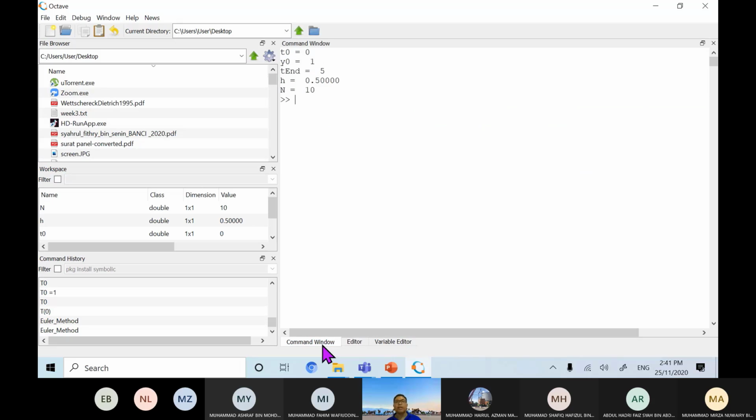And you may see that your T0 memang ada, Y0 is given, Tn is 5, N memang 10 lah. Sebab 5 tolak 0, 5. 5 bagi dengan H dapat 10. So ada 10 interval. Faham?